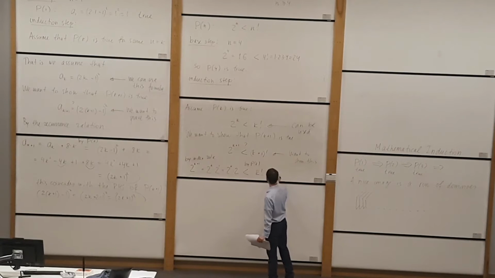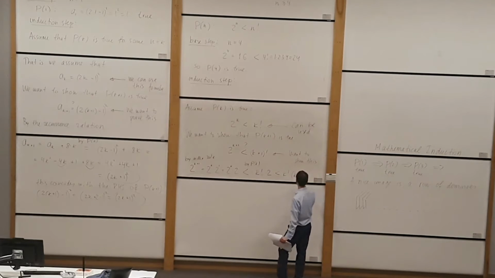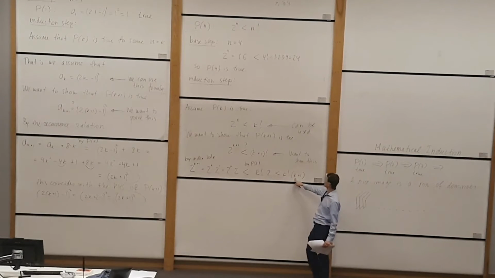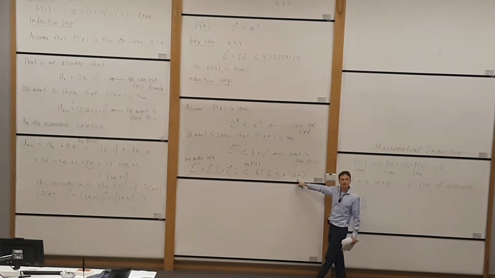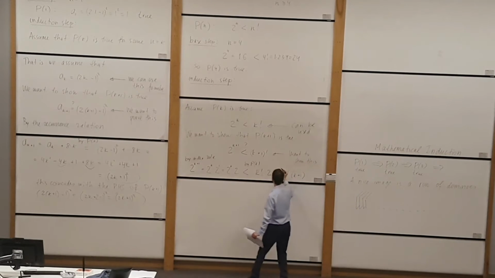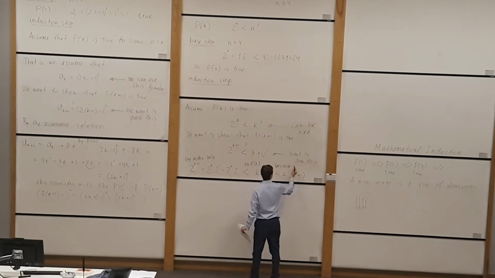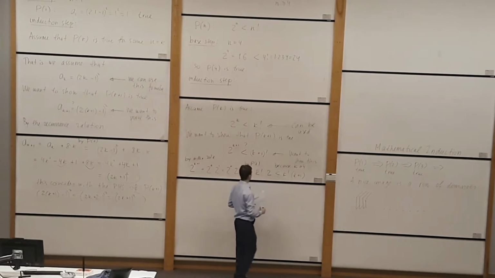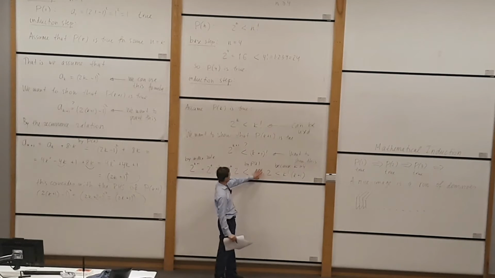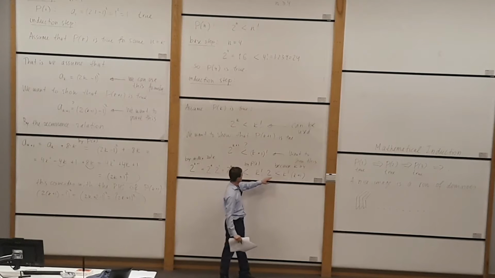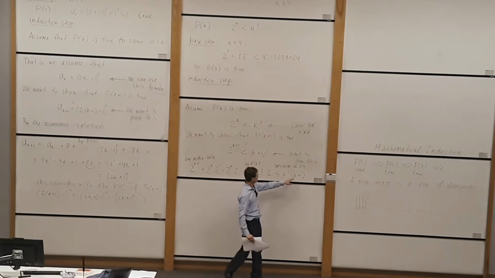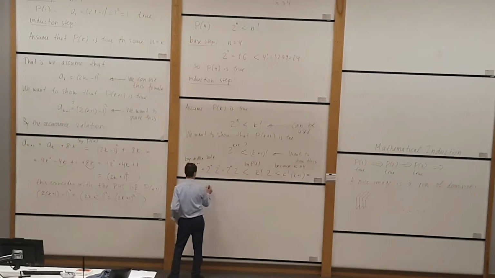And actually, I can do this because 2 will be less than k plus 1 when k is greater or equal than 4, because k plus 1 is at least 5. So this step is true because k is greater or equal than 4. I leave the first factor as is, k factorial remains k factorial, but I replace the second factor 2 by a larger factor, k plus 1, because k plus 1 is at least 5, greater than 2. And this is the same as k plus 1 factorial.